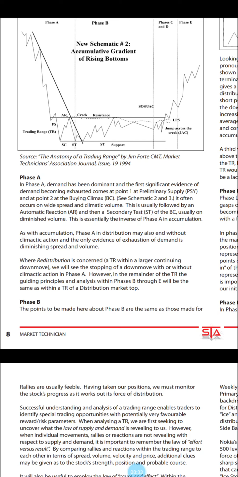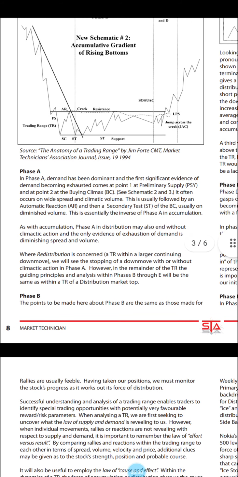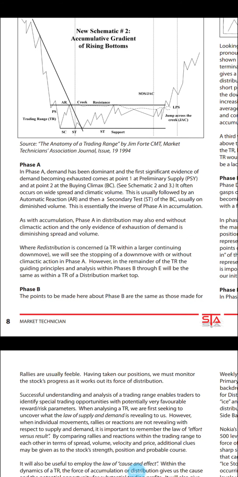Usually on diminished volume, this is essentially the inverse of phase A in accumulation, as the accumulation phase A is distribution, may also end without climactic action, which happens often, huh, guys? Actually, the women know more about that, don't they?